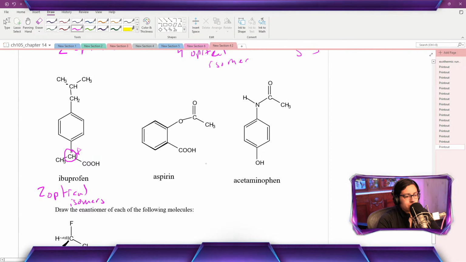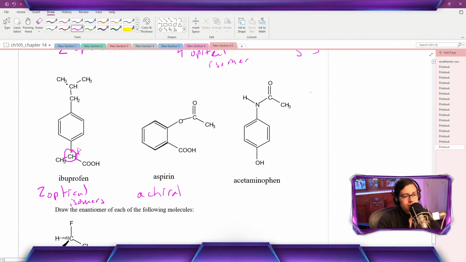What about aspirin? Any chiral centers in aspirin? The answer is no. There are no chiral centers. This is the only carbon that's really attached to 4 different things. This one is making a double bond. So this would be achiral. You'll actually get to synthesize aspirin next week.